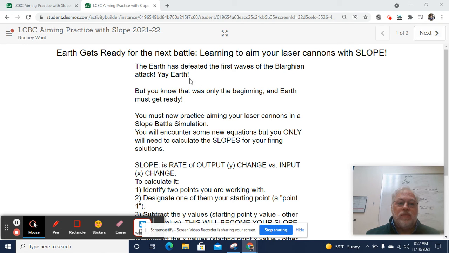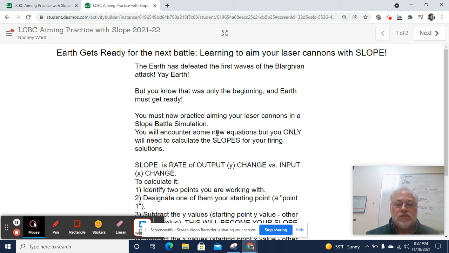So here's the basic setup. Earth has defeated the first waves of Blargian attacks. Yay, you! But you know that this is just the beginning. So you must now practice aiming your laser cannons. I'm going to fire my laser in a slope battle simulation, so we're going to use the concept of slope.